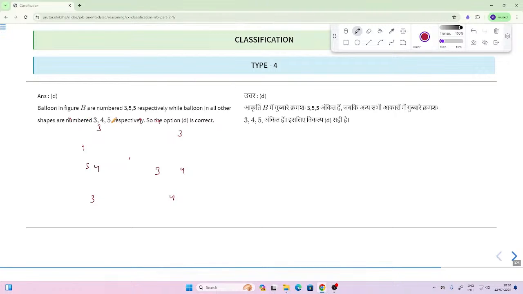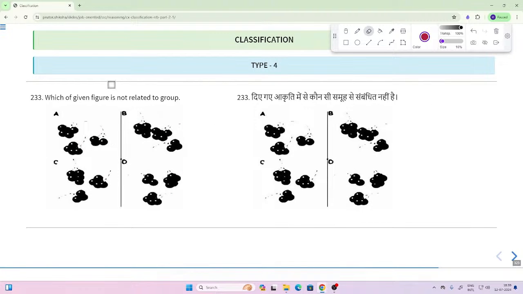In figure B, the number is 3, 5, 5. Hence, well, this has 3, 4, 4. So option D is correct. It's clear here we have to count the number of balloons.